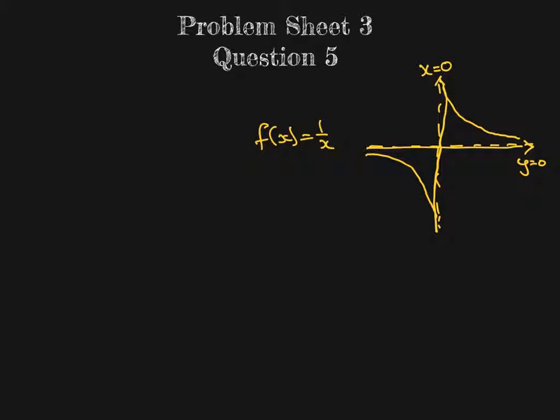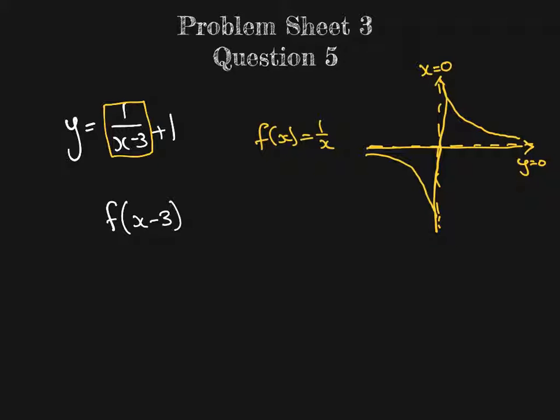Moving on to the next problem, we have the function y equals 1 over x minus 3, plus 1, which is the same parent function as we had a minute ago, 1 over x, but this time it's actually been changed inside, its f of x minus 3. F of x is 1 over x, f of x minus 3 is 1 over x minus 3. And we've also got plus 1 there.